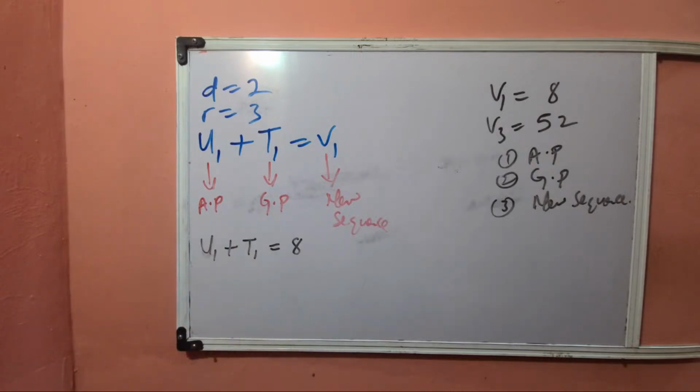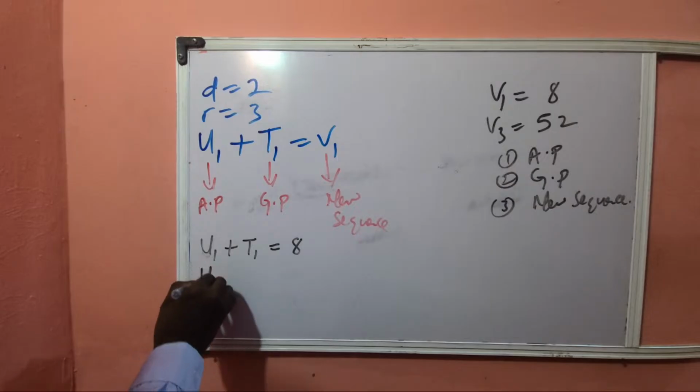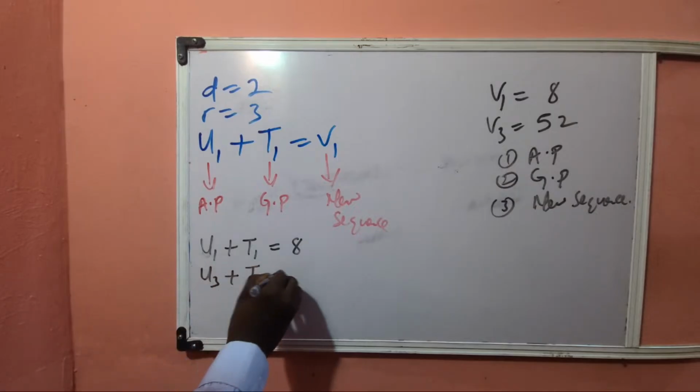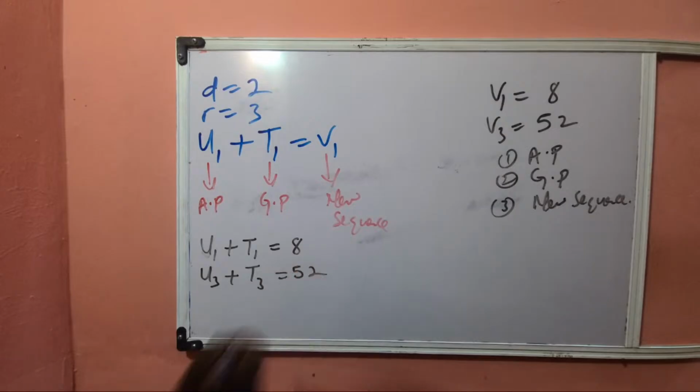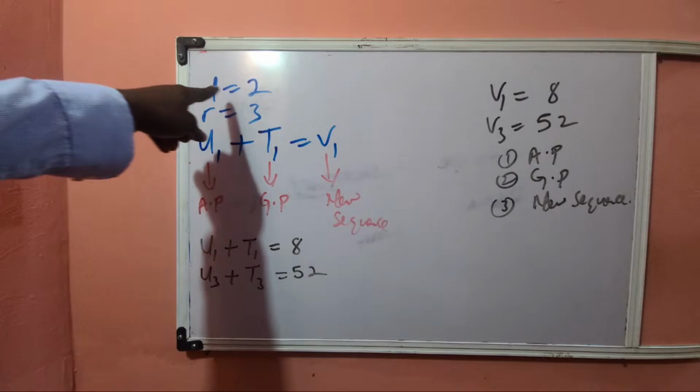And another thing I can also add is that U3 plus T3 gave me 52. You have to pick things little by little. Once you do this, you will never go wrong. All right. Now, let me go on to try and bring a lot of insights to what we have right in front of us. I was already told the difference of my common ratio, of my AP. The difference was given as 2.